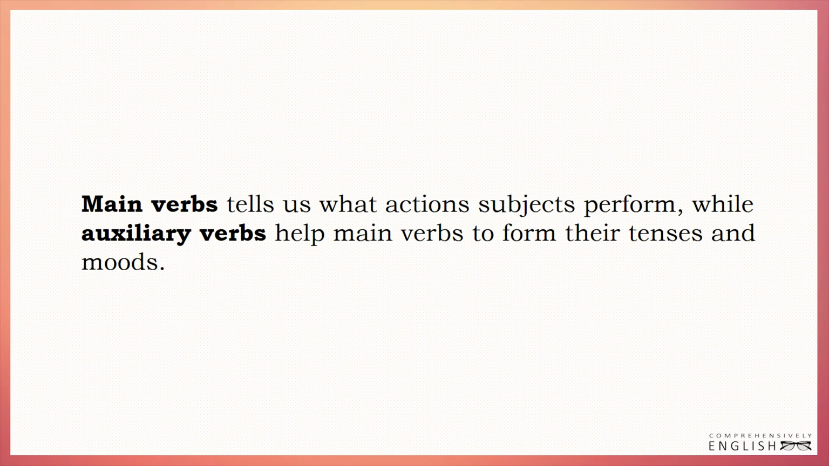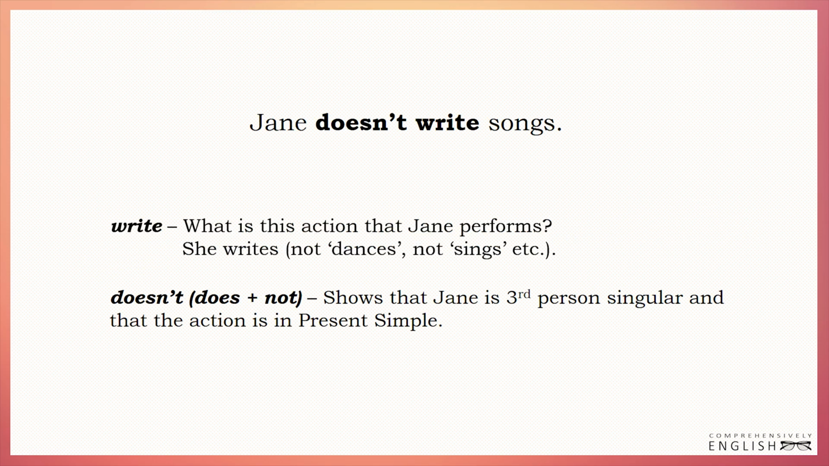Main verbs tell us what actions subjects perform, while auxiliary verbs help main verbs to form their tenses and moods. Jane doesn't write songs. Write. What is this action that Jane performs? She writes.